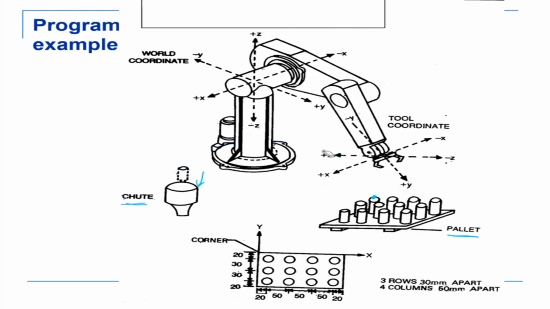Now, how many parts are there? The top view of this pallet is shown here. There are 3 rows and 3 columns, so there are 12 parts. Now the dimensions of the pallet are also shown here.